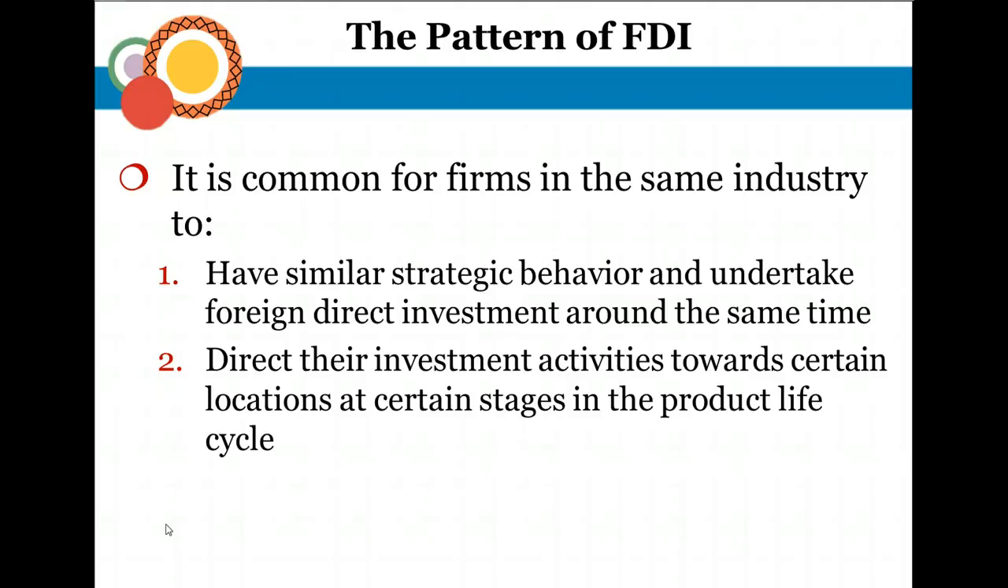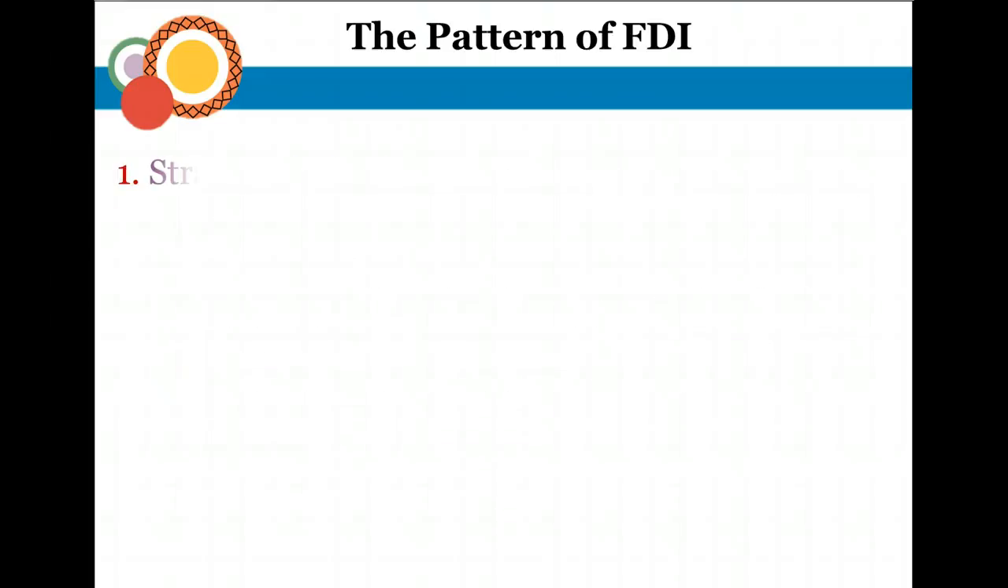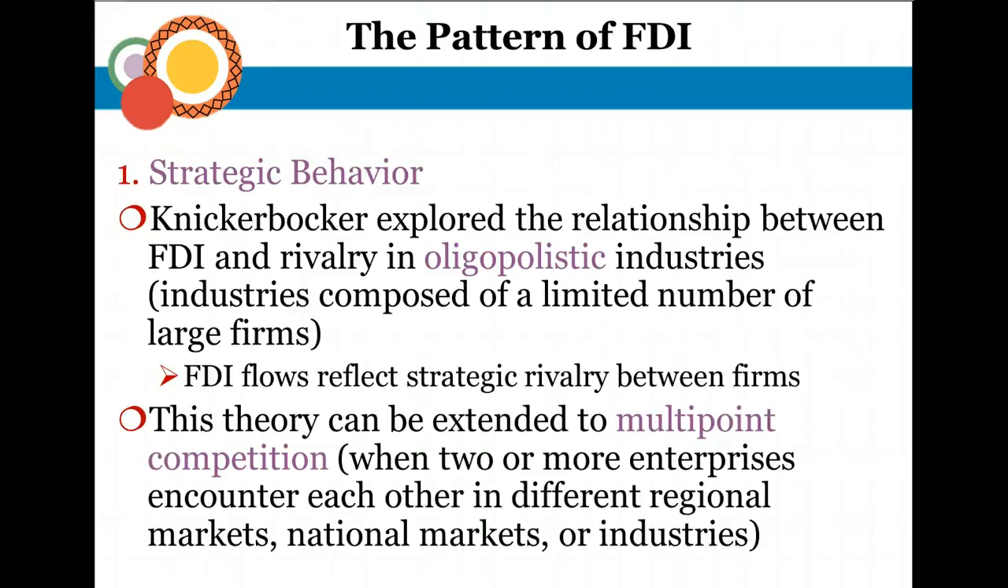Okay, let's look at the patterns of foreign direct investment. Let's look at strategic behavior. Knickerbocker explored the relationship between FDI and competition in an oligopoly type of environment, where a limited number of firms compete. Oligopoly, we all know the game Monopoly, where there's one company that dominates everything. An oligopoly is a few companies, two or three, controlling everything.